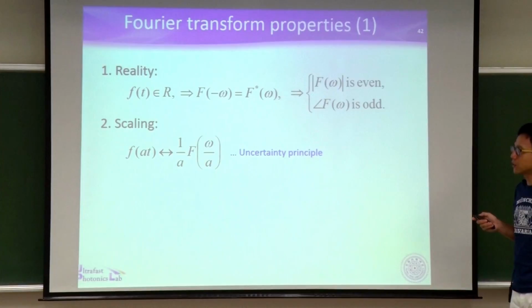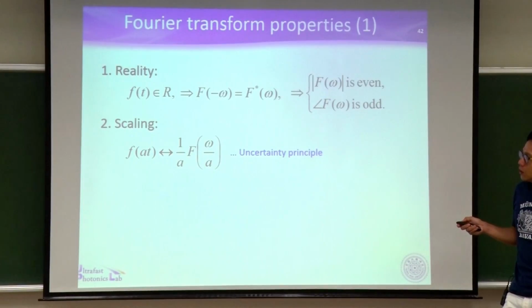The second property is scaling. If you try to calculate the Fourier transform of f of at instead of f of t, where a is a positive constant, then you will get something like this. The Fourier transform is proportional to big F of omega over a instead of big F of a omega. So, for example, a equals 2. What is the Fourier transform of f of 2t?